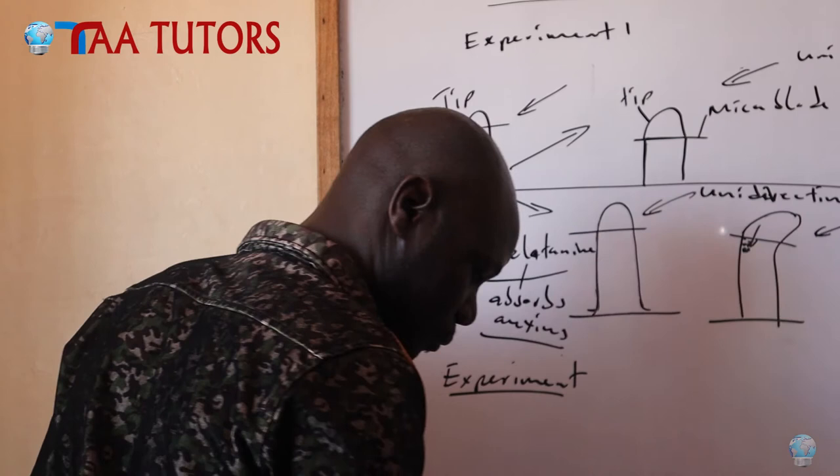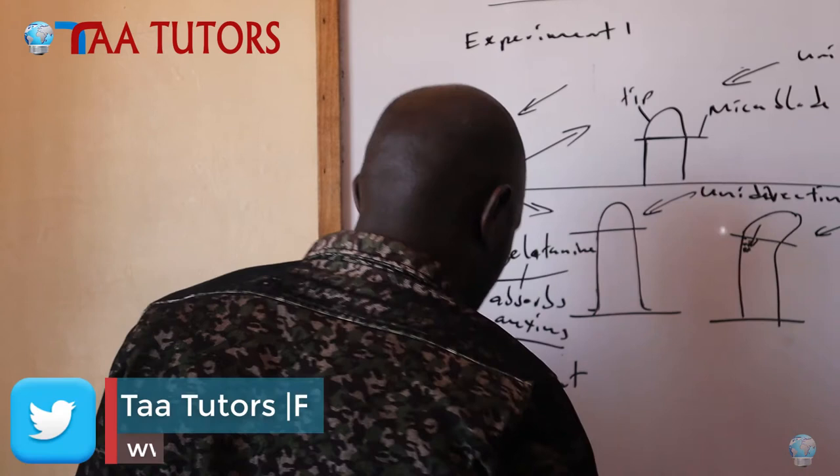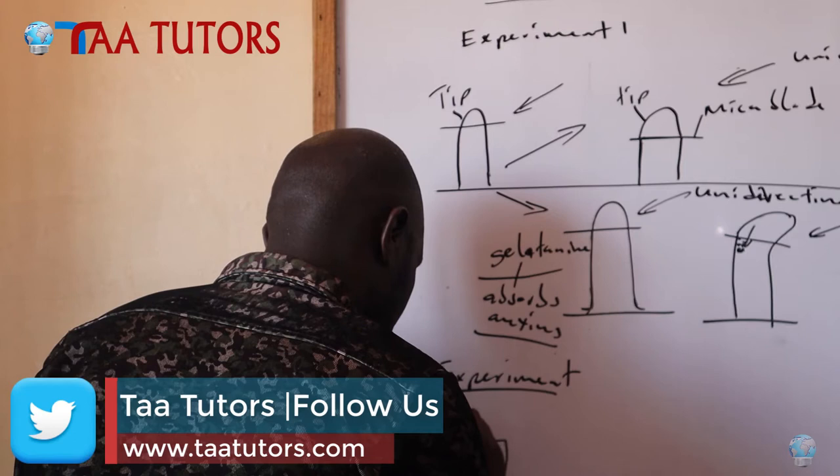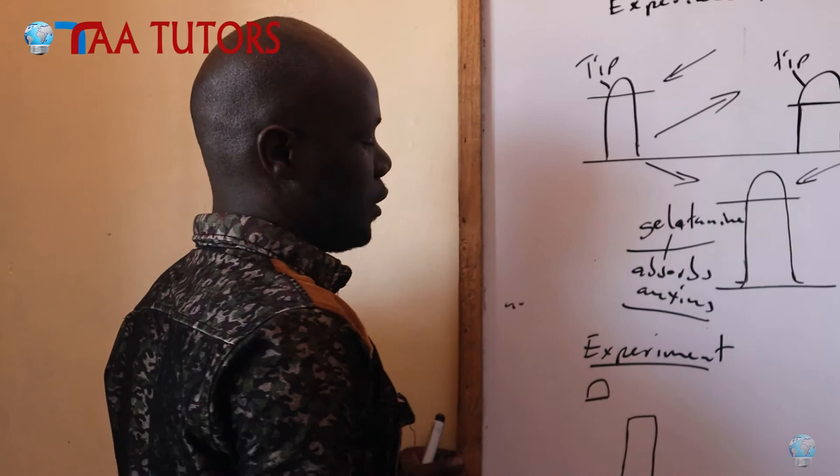So I can have the shoot again. I can draw that I have a shoot of a plant. This is the tip that I'm having. And then I decided to chop the tip. It is chopped like this. So I've removed it. I have decided to remove this particular tip of the plant. So remember, I've gone away with the auxins.